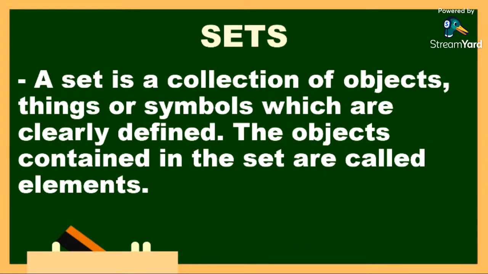The objects contained in the set are called elements. Ang ibig sabihin po nito, ang set ay grupo siya ng mga objects kung saan iisa lang ang kanilang katangian. Katulad doon sa ginawa nating activity kanina, pinagsama-sama natin ang mga objects base sa kanilang katangian. Kaya tayo nagkaroon ng set of gadgets, set of school supplies, and set of things that can be worn.